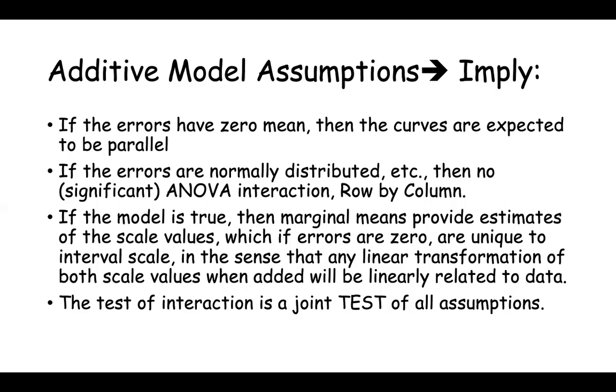Now, the additive model assumptions imply that if the errors have zero means, then the curves are expected to be parallel. And if the errors satisfy the usual ANOVA assumptions of normality and so on about their intercorrelations, then we expect no significant ANOVA interaction, row by column, in a factorial design where the rows and columns might represent two sets of adjectives. Also, if the model is true, then the marginal means provide estimates of the scale values, which, if the errors are in fact zero, are unique to an interval scale in the sense that any linear transformation of both sets of scale values, when added, will be linearly related to the data. And a test of interaction is a joint test of all these assumptions taken in conjunction.